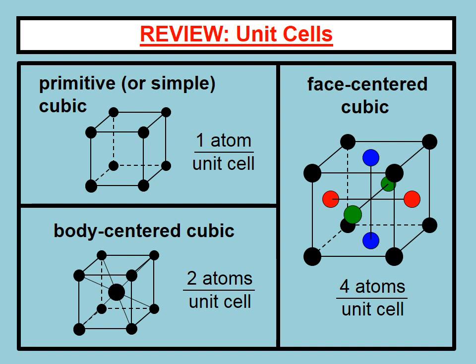Let's review unit cells. There are three basic types of unit cell. The primitive or simple cubic, which has one atom contained within the unit cell. The body-centered cubic, which has two atoms contained within the unit cell. And the face-centered cubic, which has four atoms within each unit cell.